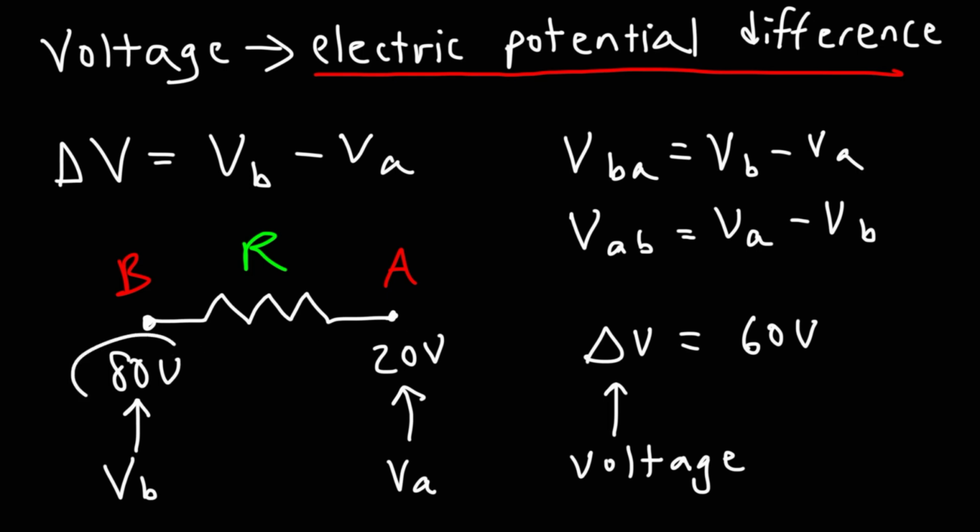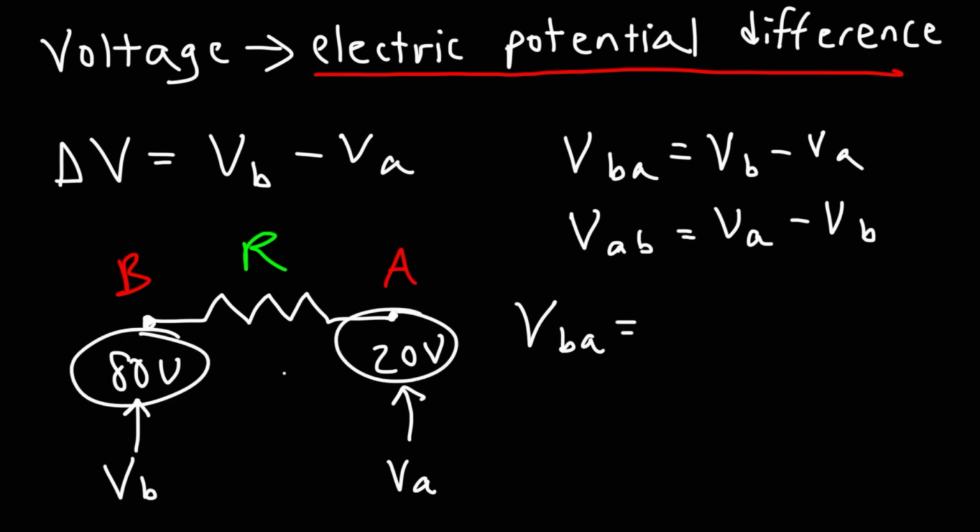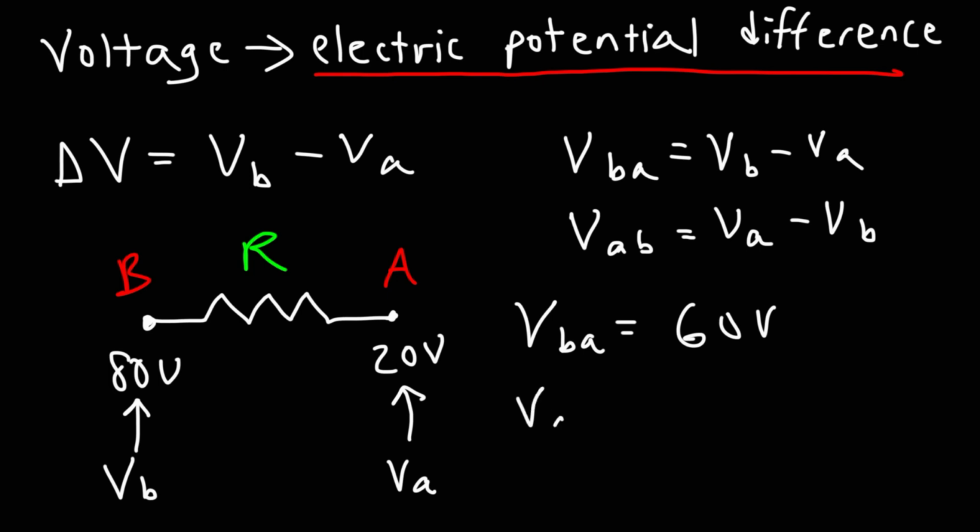The electric potential at B is 80 volts. The electric potential at A is 20 volts. But the voltage across the resistor is 60 volts. So we could say VBA, which is the electric potential at B, minus A, 80 minus 20, that's 60. Or we could say VAB, 20 minus 80, that's going to be negative 60.